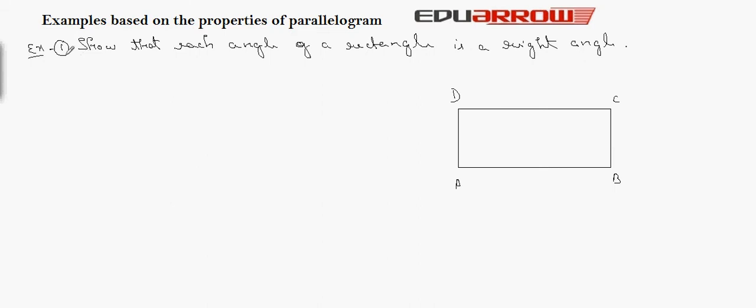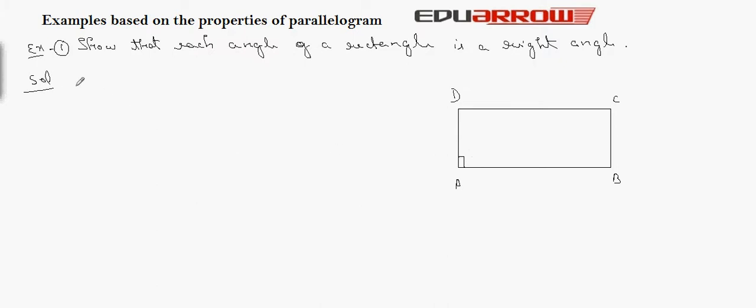Welcome to EDURO classroom. In this tutorial, we will see some examples based on the properties of parallelogram. Now, first example is show that each angle of a rectangle is a right angle. Now, we know that rectangle is a parallelogram having one of its angle equal to 90 degree.